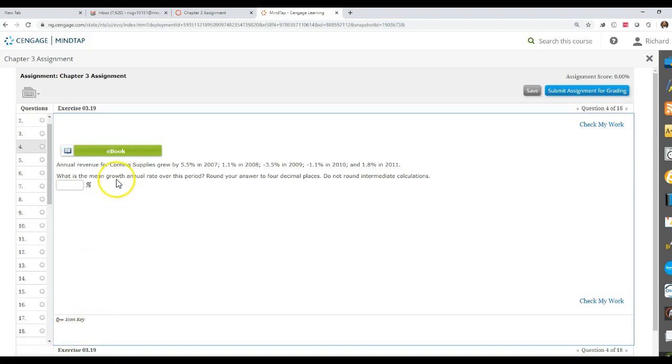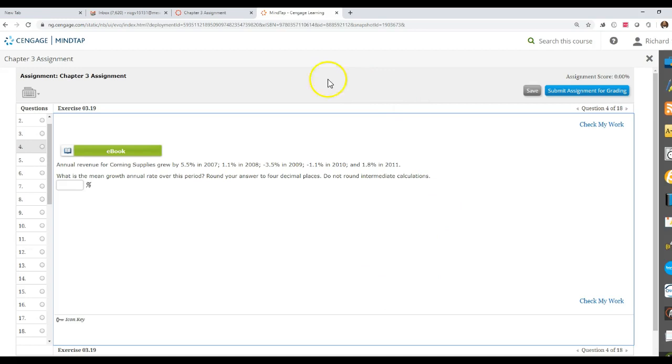Again, this is chapter 3. This is question number 4. Annual revenue of Corning Supplies grew by, and it gives you the percentage growth for 5 consecutive years. And it asks for the mean growth annual rate over that period.